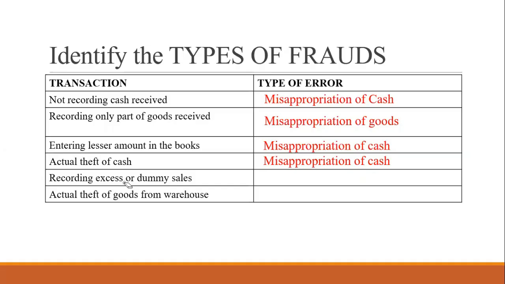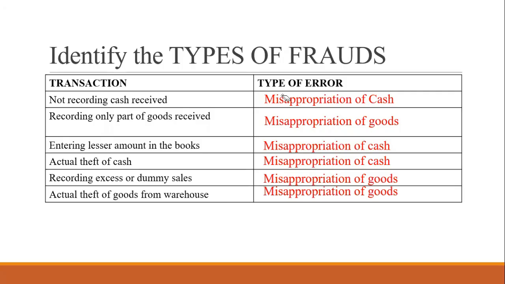Next is recording excess or dummy sales. Yes, it could be both. It could be bogus also. Yes, a dummy transaction as well as misappropriation of goods. So it is bogus as well as misappropriation of goods. And last, actual theft of goods from the warehouse. Yes, that is misappropriation of goods. Great, perfect.